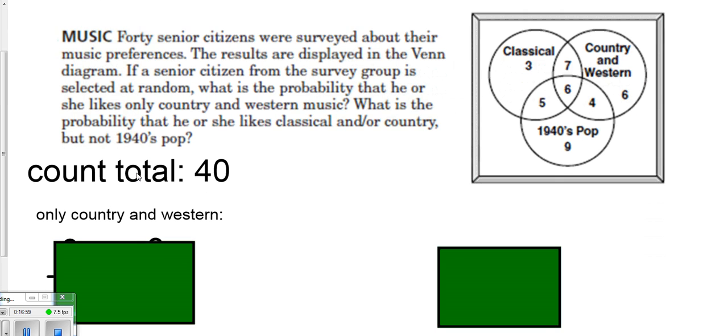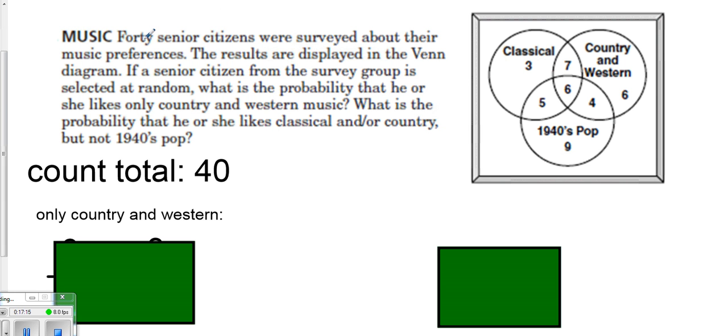For our next example, 40 senior citizens were surveyed about their music preferences. The results are displayed in the Venn diagram. If a senior citizen from the survey is selected at random, what is the probability that he or she likes only country and western music?